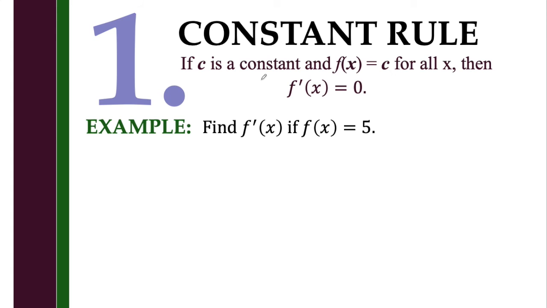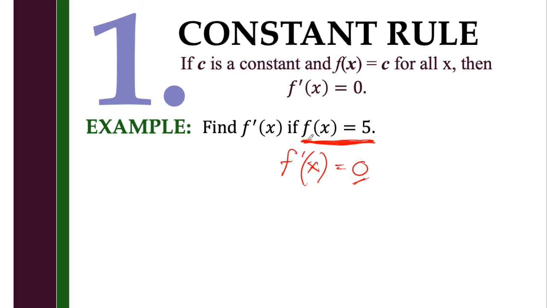The constant rule simply states that if c is a constant and f of x is c, for all x, then the derivative of that function is 0. Basically, it simply tells us that given a constant function, the derivative is 0. So, if you have f of x as 5, then the derivative of that, since that is a constant function, is automatically 0.